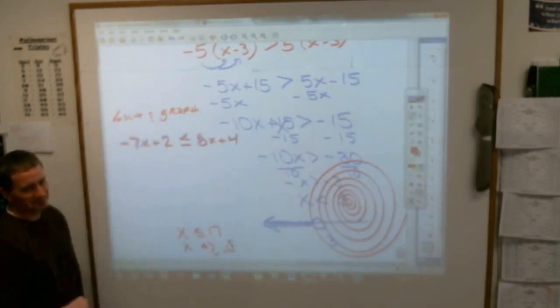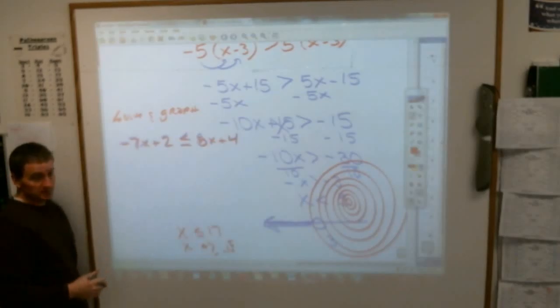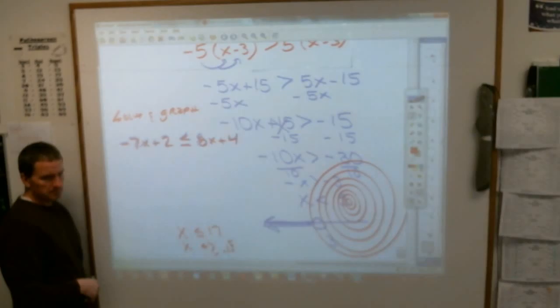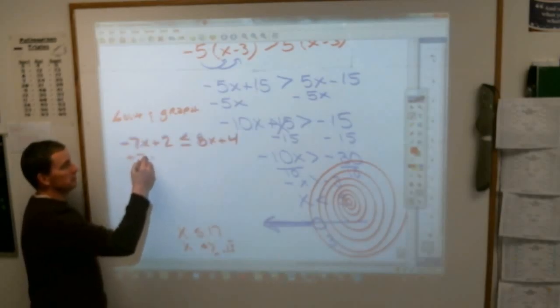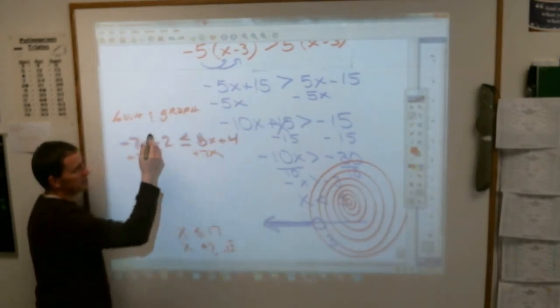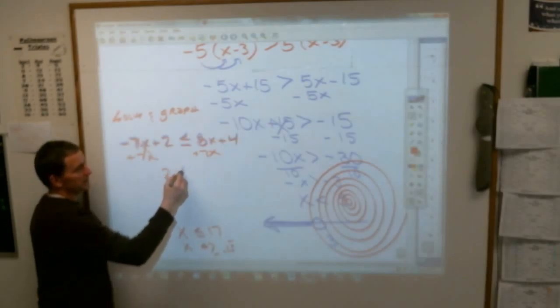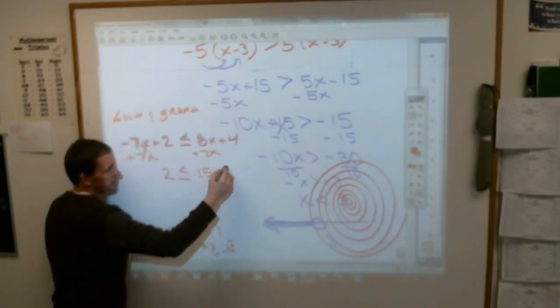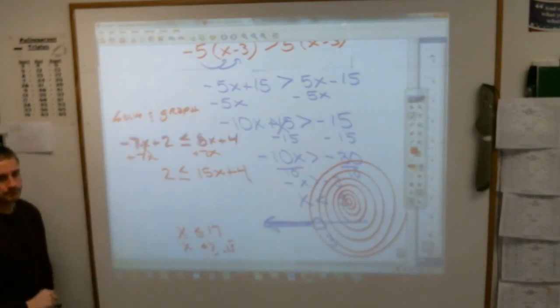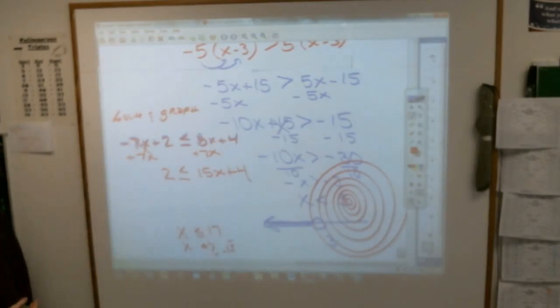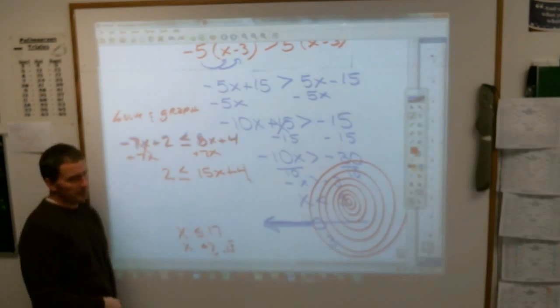Well, let's see. Kayleen, what's the first thing you did? Added 7x to both sides? Okay, I'll go with that. Sure, you can do that. I'll add 7x to both sides. That leaves me, this goes away. Leaves me with 2 is less than or equal to 15x plus 4, right? Well, we can do it that way. Again, I'm looking to solve for x, so the next thing I would have to do is what, Caleb?